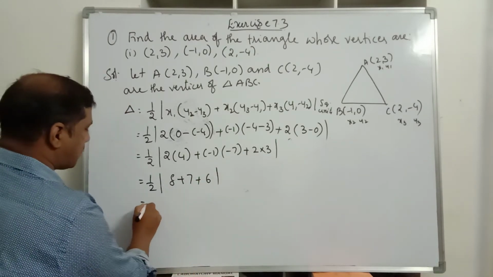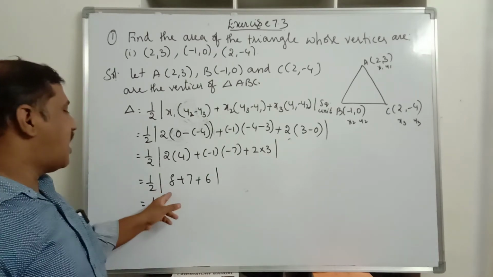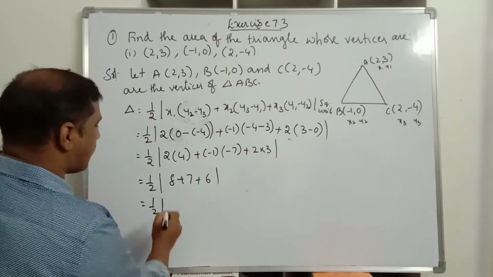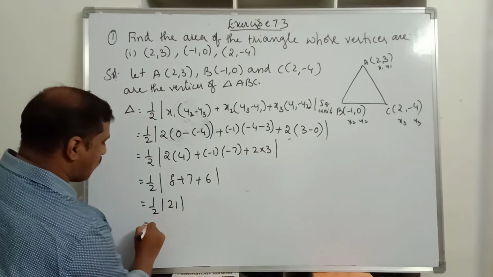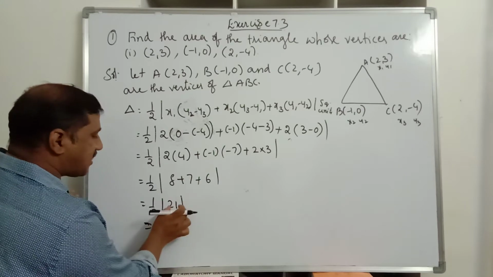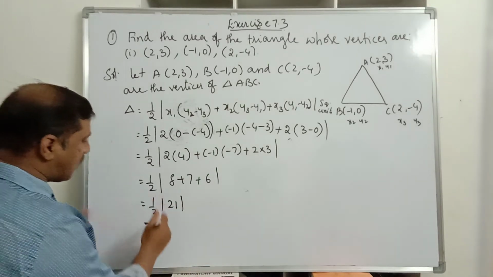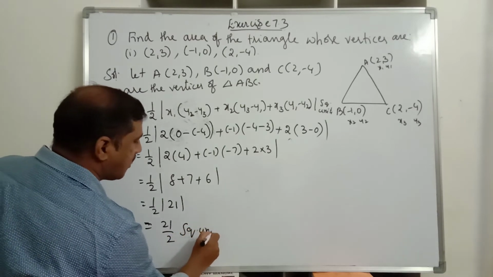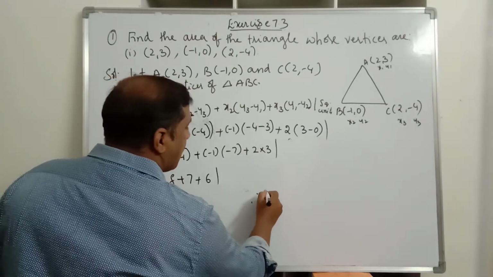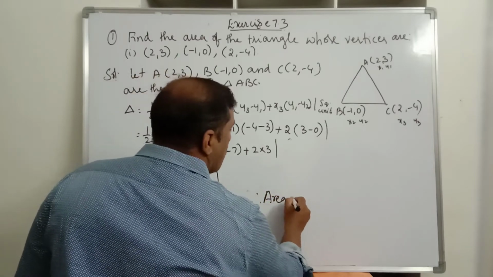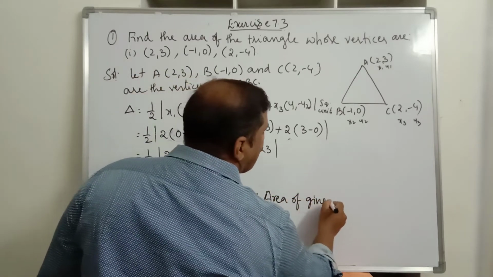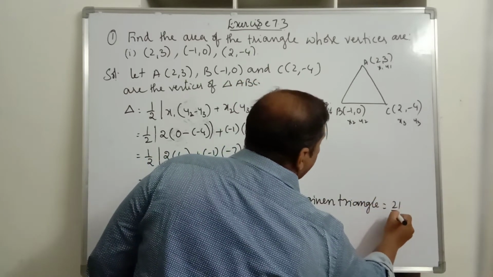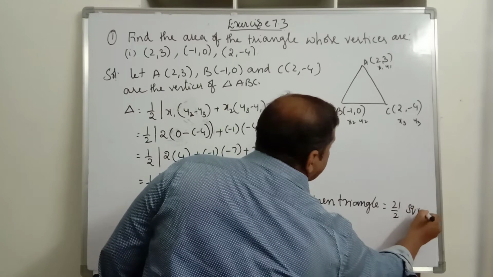Now add all these: 1 by 2 into modulus of 8 plus 7 is 15, 15 plus 6 is 21. The modulus of 21 is 21, and 21 into 1 by 2 is 21 by 2 square units. Therefore the area of the given triangle is 21 by 2 square units.